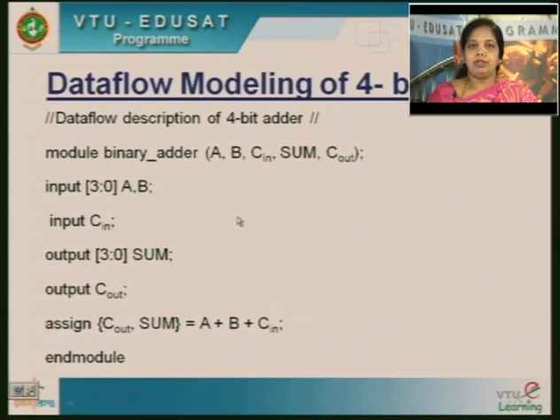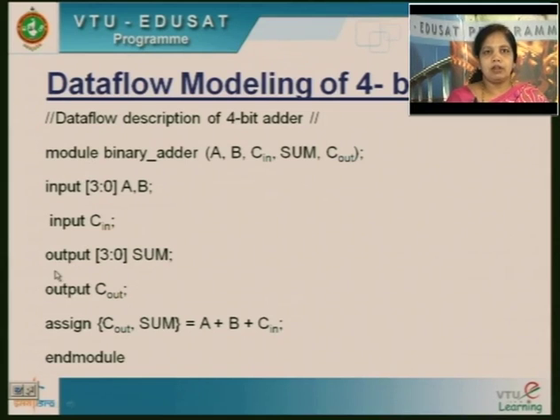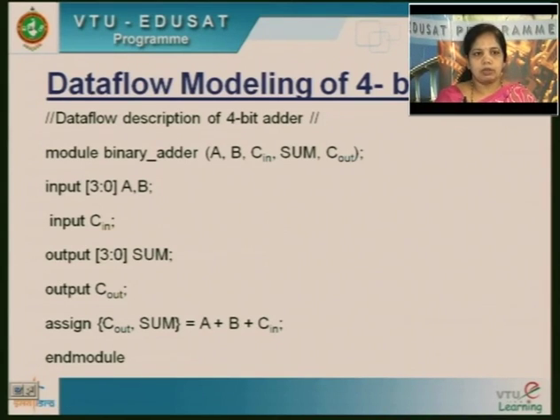Since I know the equation, the functionality of the 4-bit adder, directly I am using the statement assign. So what does this assign statement do? I am assigning the outputs C out and sum by using the variables A plus B plus C in. So it is going to add two 4-bit numbers along with the carry. So you will get the output sum as well as C out. So this is nothing but data flow. I am just concentrating on how the data is flowing rather than on the structure over here. So we are going to use an assign statement in data flow modeling.